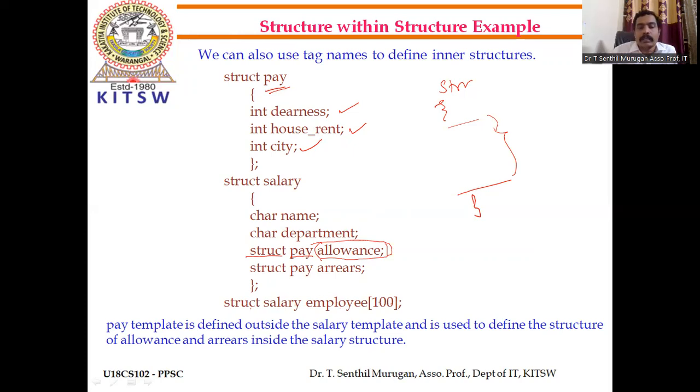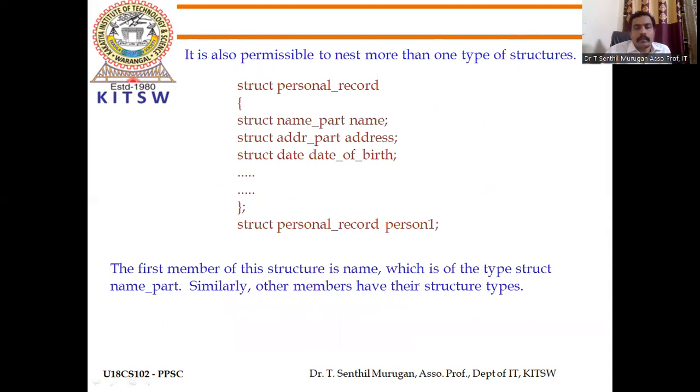So you can call employee[0]. The struct keyword, then the structure name, then the variable name dot member name, we can call. So employee[0].name, employee[0].department will work. In case you want to access the employee allowance pay, how to access? employee[0].allowance.dearness, the same method you can use. Two dots will come. Clear?